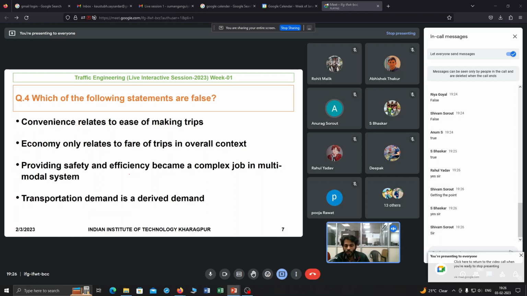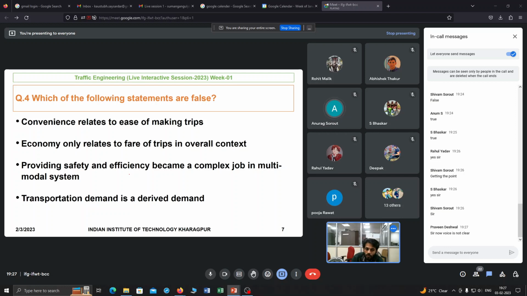So now the fourth one is, which of the following statements are false? Which of these statements are false? So convenience relates to ease of making trips. Economy only relates to fare of the trips in overall context. So providing safety and efficiency become a complex job in a multimodal system, obviously for a traffic engineer. We are dealing with traffic engineering and traffic engineers. And transportation demand is a derived demand.